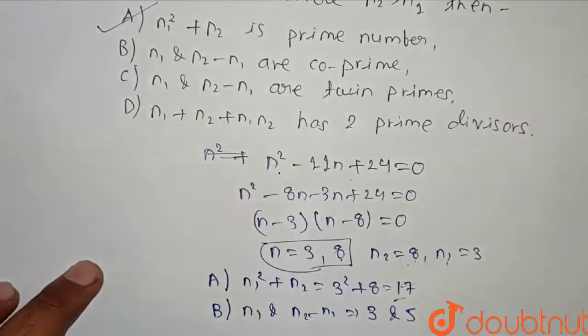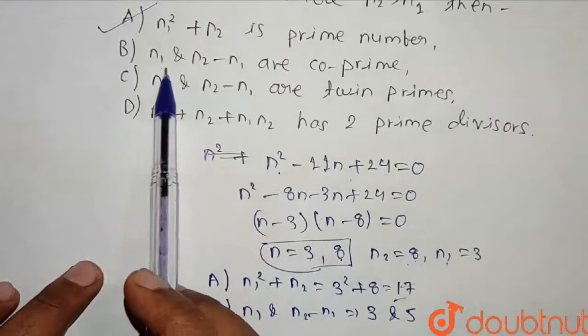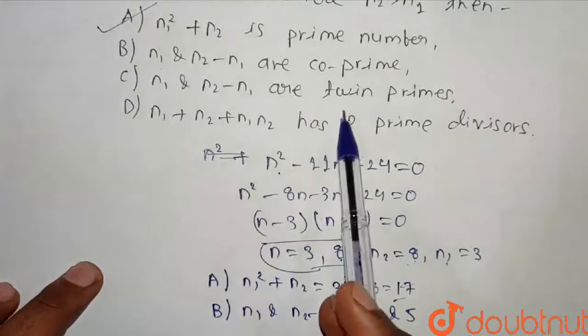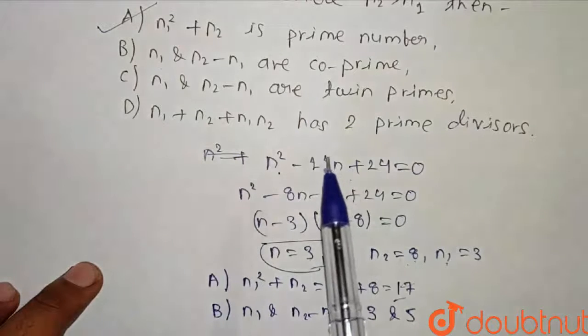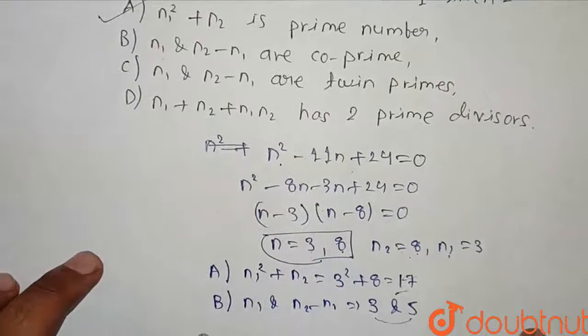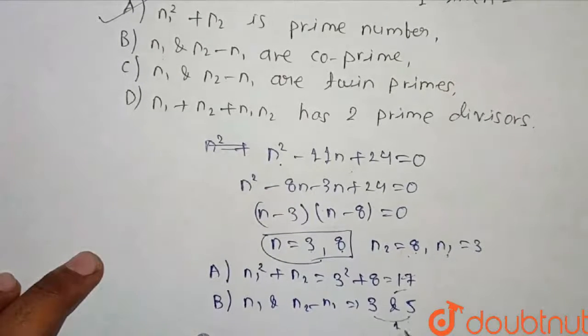From here, the question in option B asks whether n1 and n2 minus n1 are co-prime numbers, and we know co-prime numbers are those numbers which have only one common factor, which is 1. So we can notice here 3 and 5 have only one common factor, which is 1. So from here we can say 3 and 5 are co-prime numbers. So it's also a correct option.